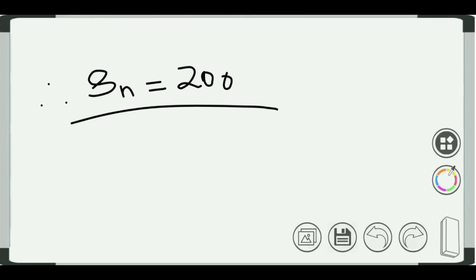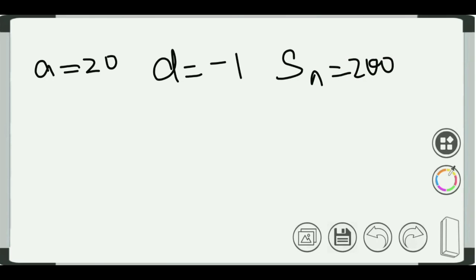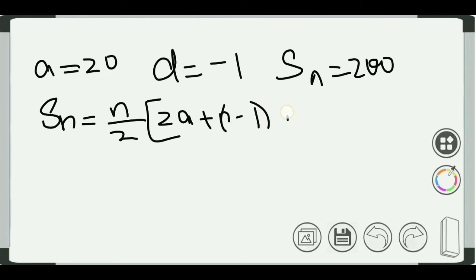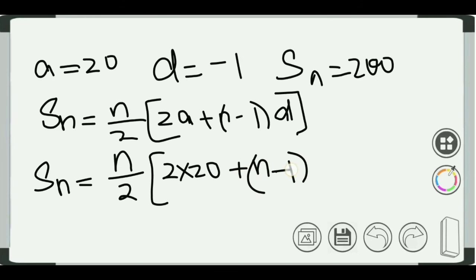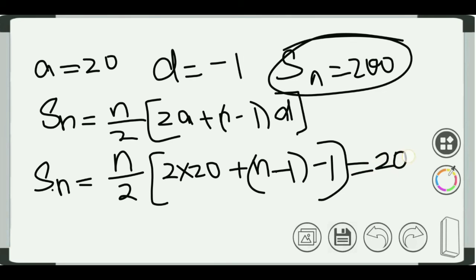Now we can put these values. We got a is equal to 20, d is equal to minus 1, Sn is equal to 200. Now we can put these values in the formula of sum of n terms. Sn is equal to n by 2 into 2a plus n minus 1 into d. So I am substituting this. Sn is equal to n by 2, we don't know n, into 2 into 20 plus n minus 1 into d, which is minus 1, and Sn is 200. So I can write equal to 200.